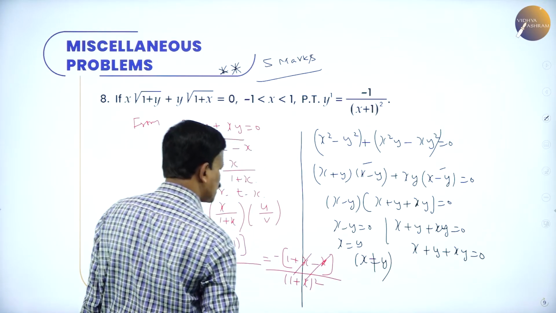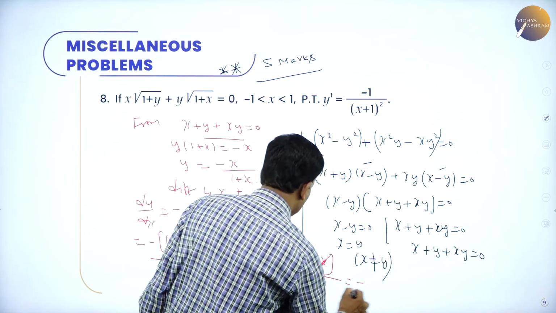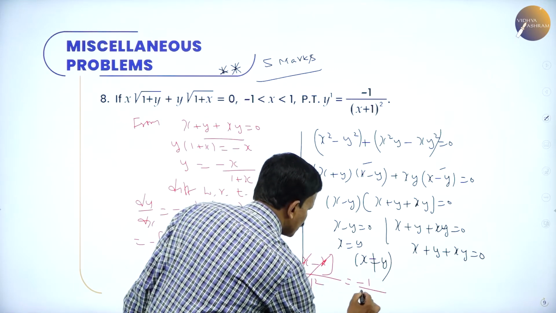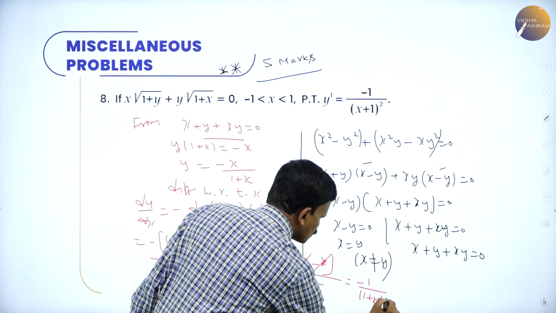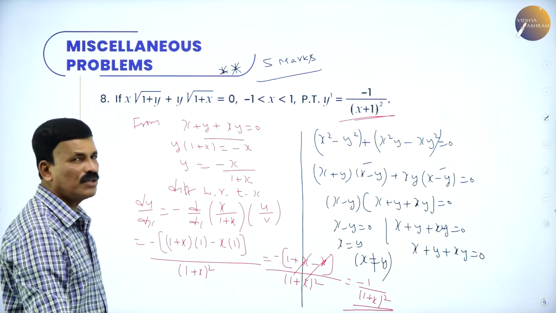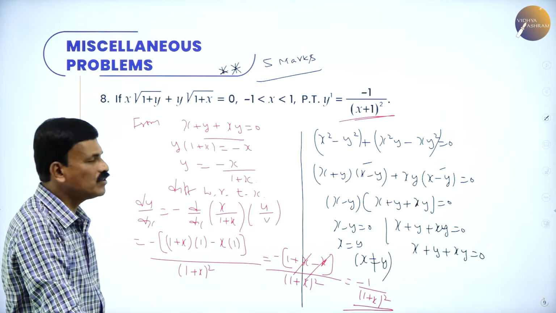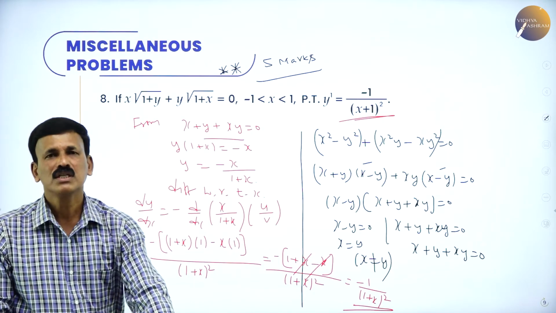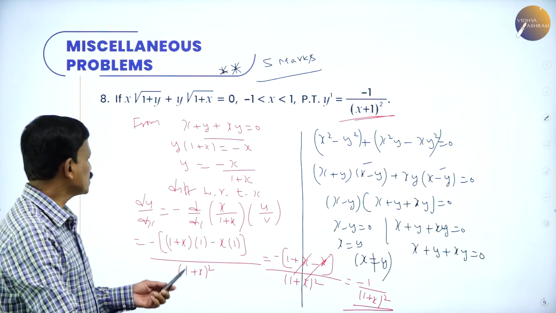Minus x plus x gets cancelled. What you will get here? Minus 1 divided by 1 plus x whole square. That is the required answer. Minus 1 divided by 1 plus x whole square, or x plus 1 whole square, is one and the same. This is how we are going to simplify this.